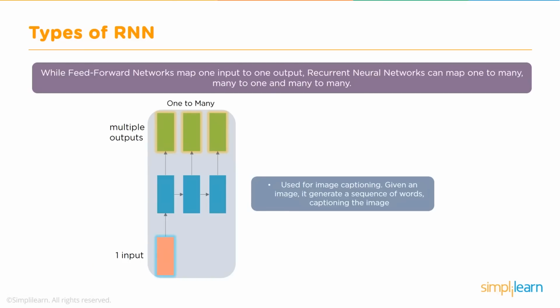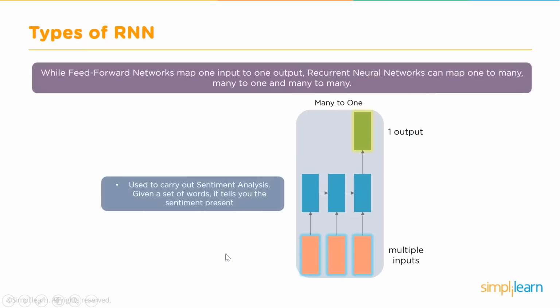Then you have one-to-many. So there is one input, but you're expecting multiple outputs. What is an example of this? Let's say you want to caption an image. What is the input that will go here? It's just an image, which is one input. But what is the output you're looking for? You're looking for a phrase maybe, not just a word, but a phrase, like cat is sitting on a mat. There is only one image which consists of the cat sitting on a mat, but the output is maybe 3 or 4 words, saying the cat is sitting on a mat. So this is one-to-many. Then you can have many-to-one.